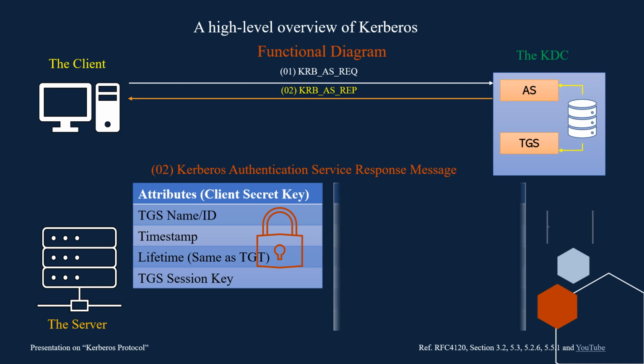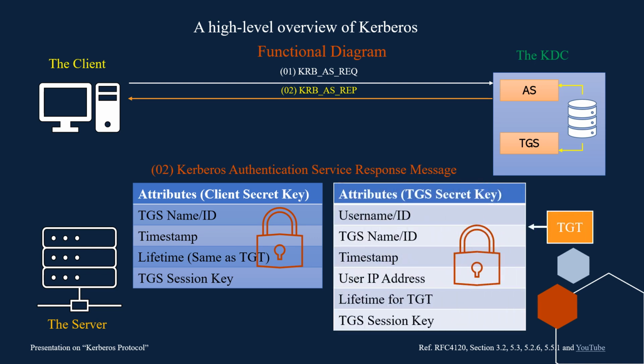It also generates another message that is called a ticket granting ticket. The ticket granting ticket consists of a username, TGS name, timestamp, user IP address, lifetime for the TGT, and the TGS session key. So the client does not know the TGS secret key, but it knows the client secret key only. It also does not know the TGS secret key, so it will not be able to decrypt the second message.